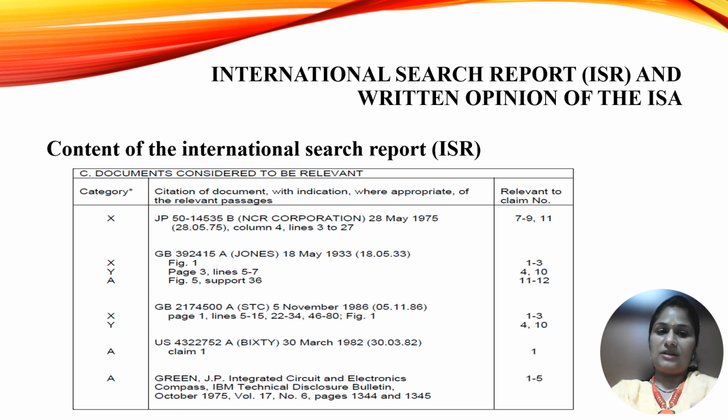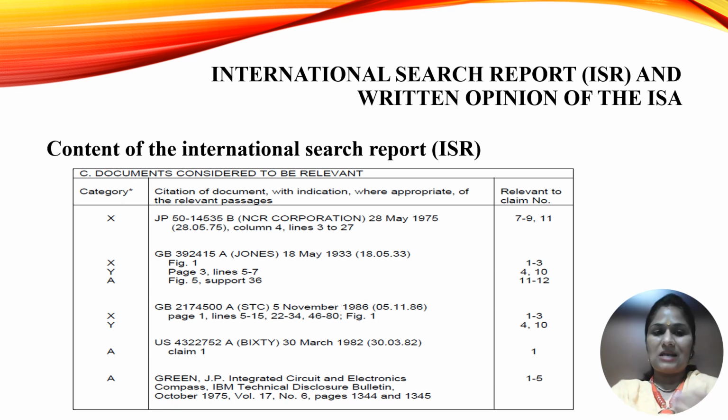Here, for example, it is given as category X, and JP 5014535B, NCR Corporation, filed a particular patent which is relevant or has content similar to the content you have in your application. 28th May 1975, column 4, lines 3 to 27. And relevant to which claims? Relevant to claim numbers 7 to 9 and 11 in your document. This way you can read the content of the international search report.